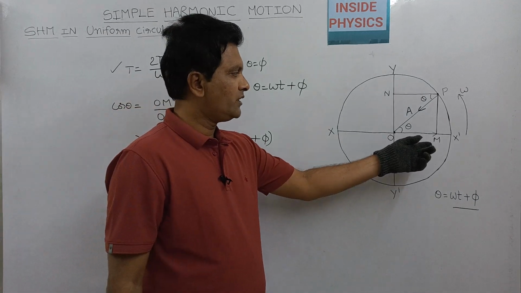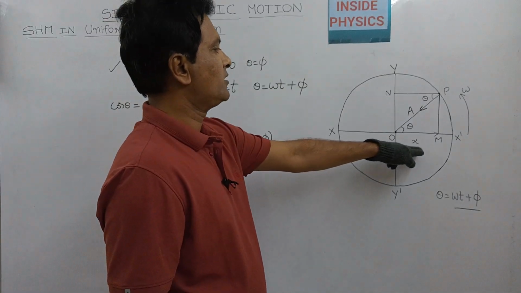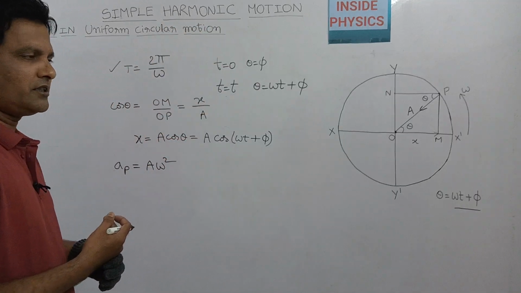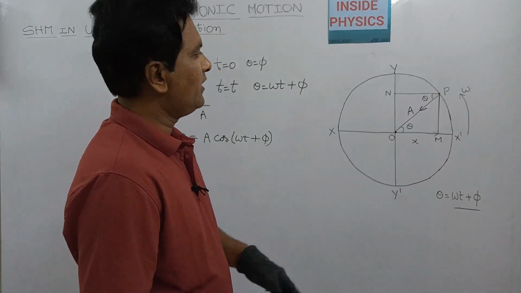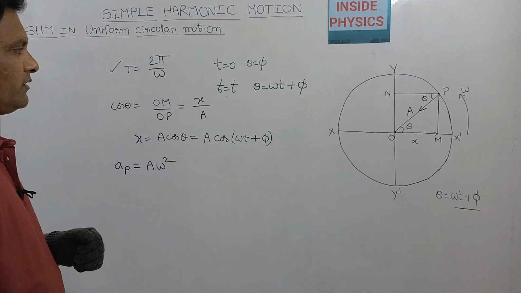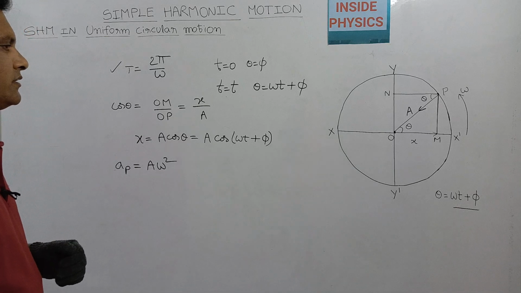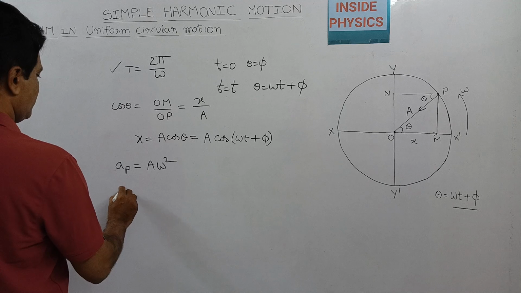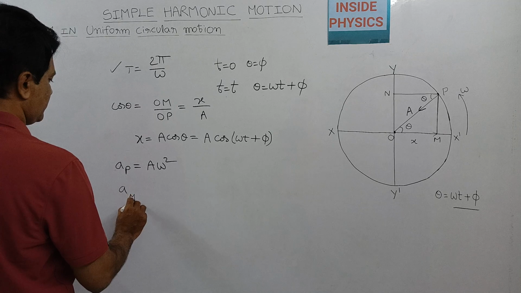That's what we want to prove, right? The acceleration of the projection must be directly proportional to the displacement, must be directed towards the mean position, and exactly opposite to the direction of displacement. If we can prove that, we can say the projection is making SHM. Now, what is the acceleration of the projection, AM? How can we get it?